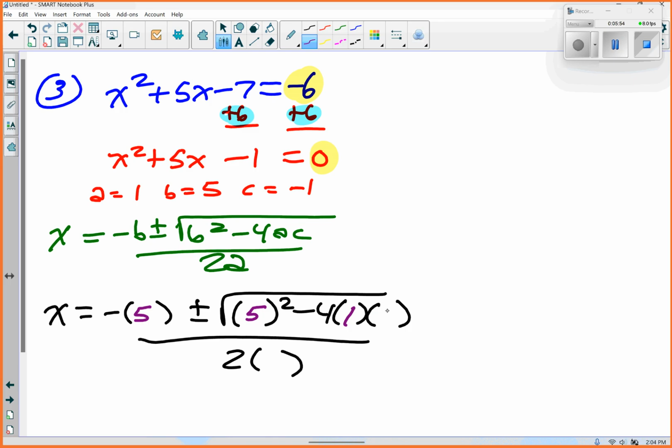Next blank. And the bottom blank. Feel comfortable with what we did?